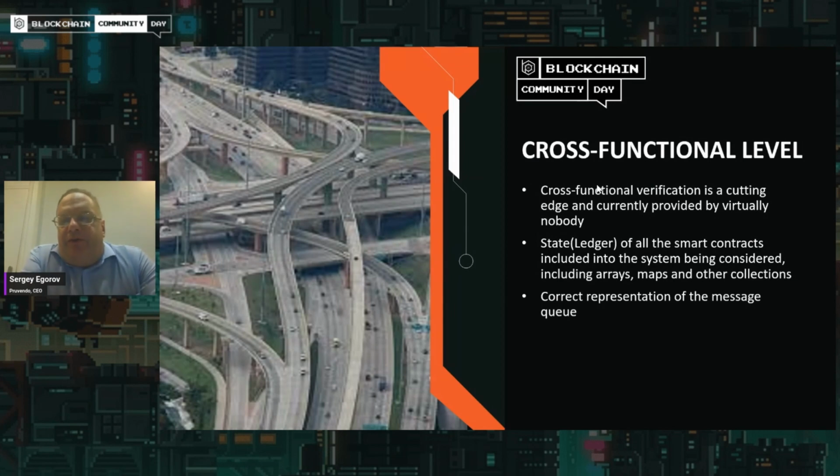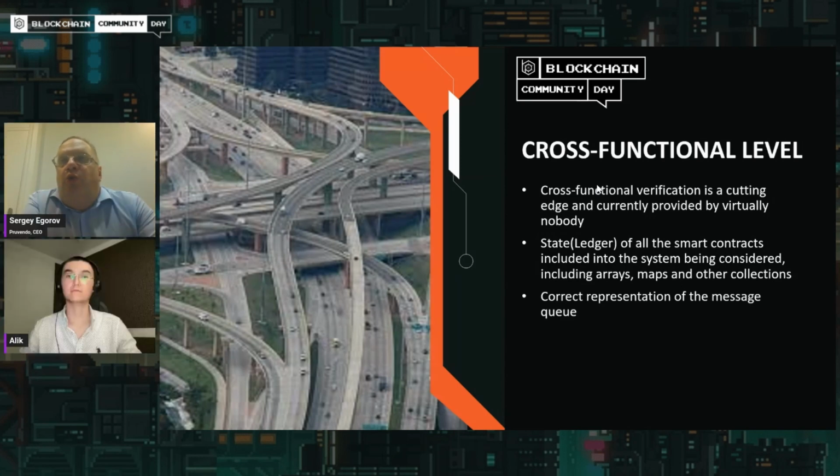I forgot to talk about the cross-functional level, because nobody does it, because usually all the verification is related to just one function. Our technology allows us to work at the cross-functional level. So we're able to claim very wide statements. For example, no balance is negative is related not to a particular function, but to the whole system of smart contracts.